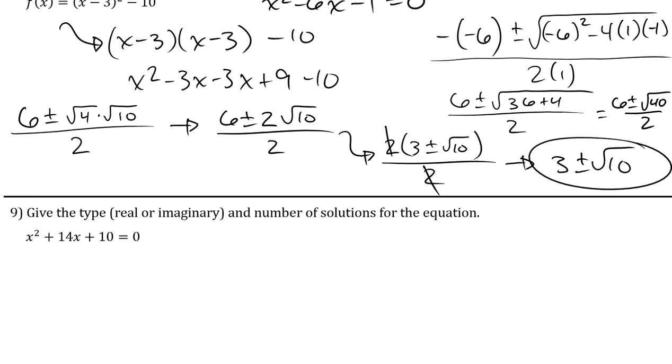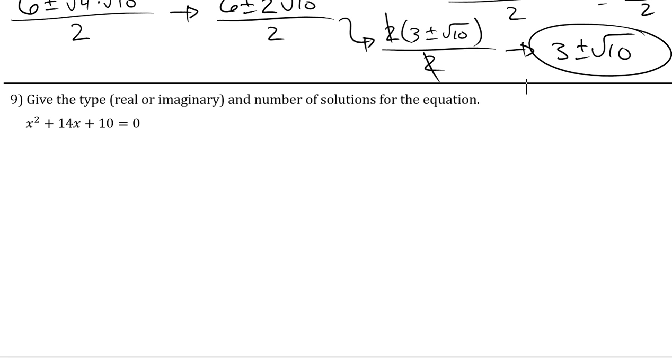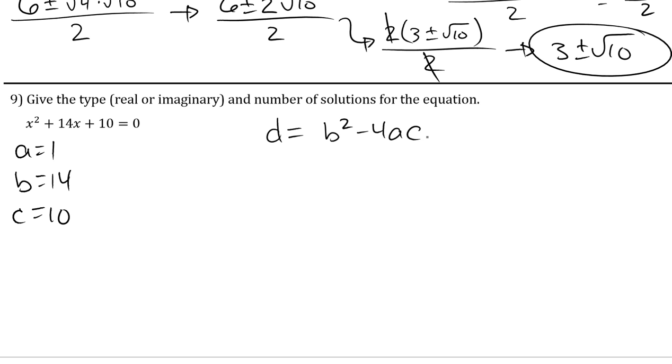Question 9 says, give the type, real or imaginary, and the number of solutions for this particular equation. Well, this is something that I use the discriminant, right, to answer. And let's quickly calculate the discriminant for this particular one. I'll call the discriminant D. And for this particular quadratic, A equals 1, B equals 14, and C equals 10. The discriminant is B squared minus 4 times A times C. And when I plug these values in, B is 14, so I'm going to square that. And then I've got minus 4 times 1 times 10.